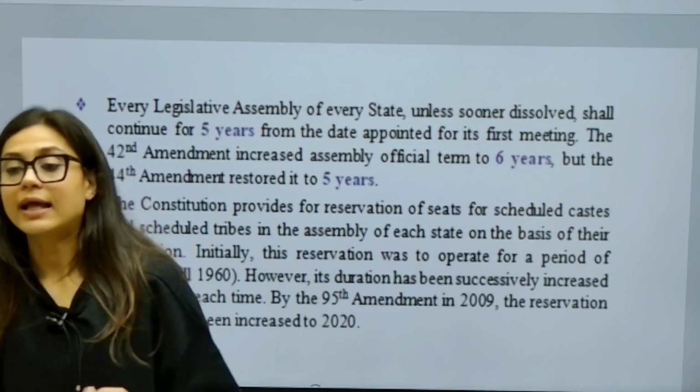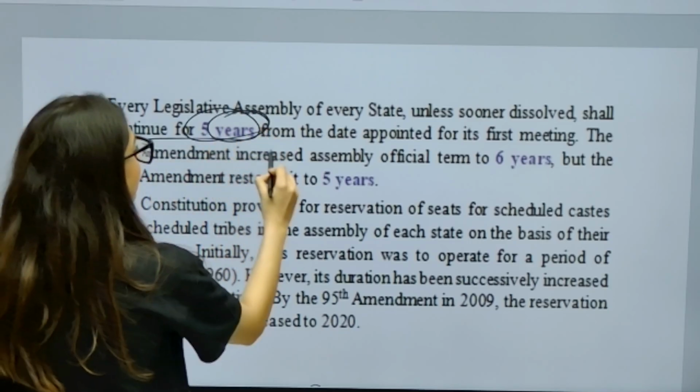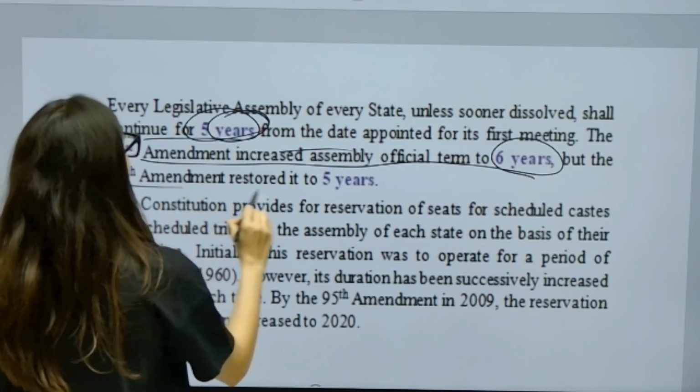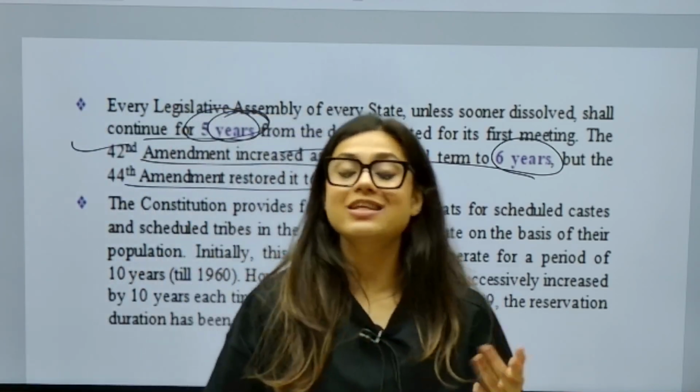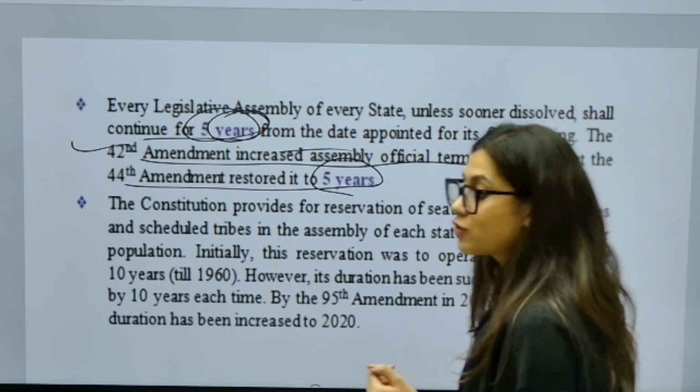Next, the term is 5 years. The term was increased to 6 years by the 42nd Constitutional Amendment Act, but the 44th Constitutional Amendment Act, under the Morarji Desai government, reduced it to 5 years.